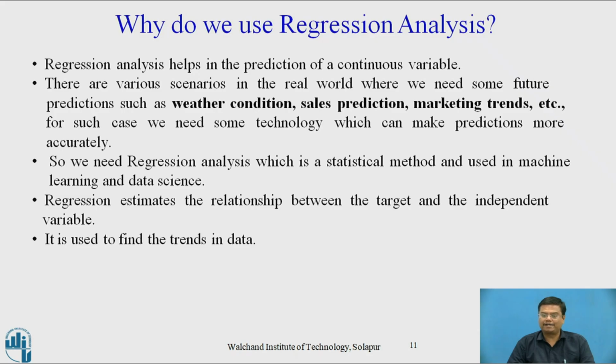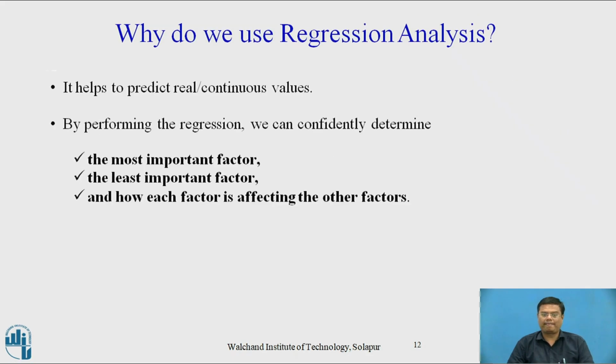that is the predictors. Why do we use regression analysis? It helps to predict real and continuous values. By performing regression, we can confidently determine the most important factor, the least important factor, and how each factor is affecting the other factor. So these are what we have to determine in the real or continuous value prediction.